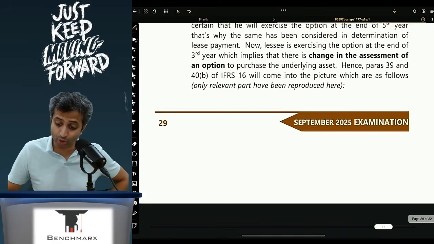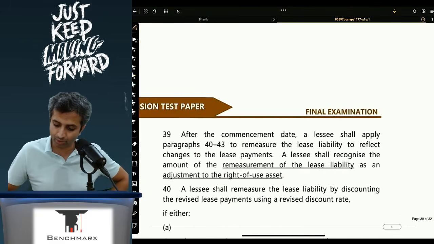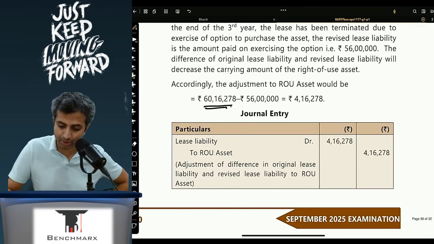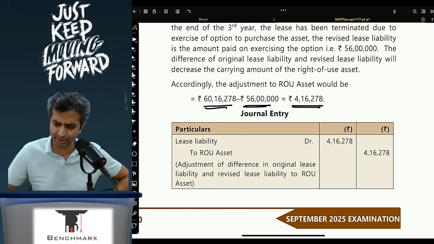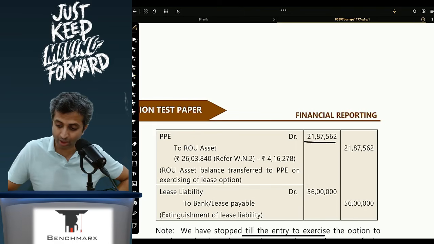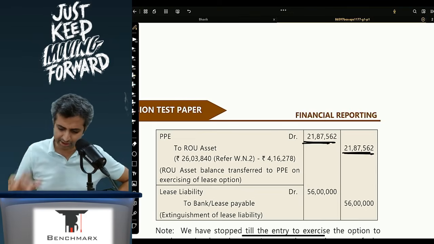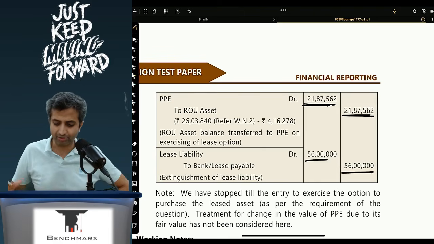Now when you go to the third year, they've given you a lot of literature. If you just bypass all of that literature, we say that 60 lakh 16,000 minus 56 lakh, that is 4 lakh 16,000, which is the adjustment against the ROU asset. Your lease liability is debited, ROU asset is credited. Other than that, your PP account debit to ROU asset will be at 21 lakh 87,562. We're getting approximately the same answer only. And then lease liability account debit 56 lakhs to bank 56 lakhs.